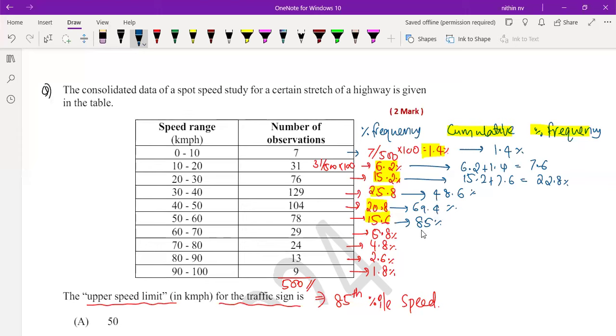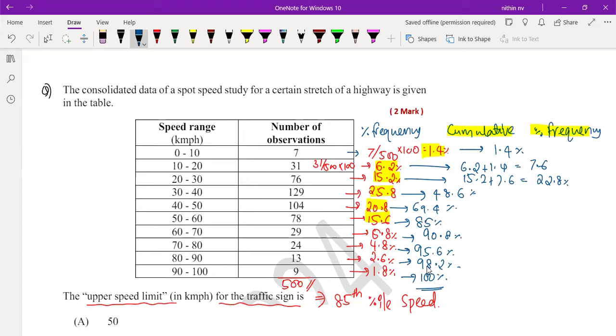The 85th percentile speed. See, if you are continuing, then of course you can do it, but not required in this context. Which means if you are doing it, it's going to be 90.8 percentage. And again, if you are doing it, you are going to get 95.6 percentage. I will tell you the reason why I'm telling this. Then again, if you are doing it, you are going to get 98.2 percentage. Then finally 100%, right?